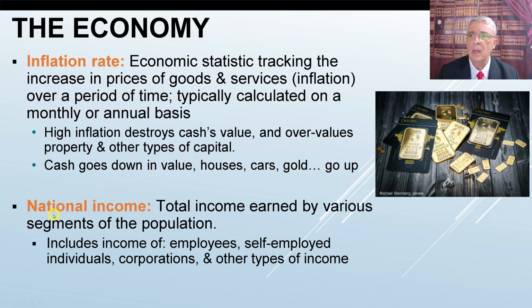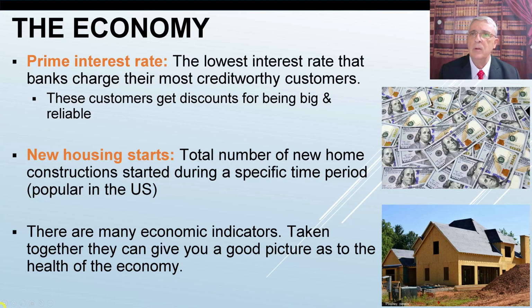go up. And national income, the definition is total income earned by various segments of the population. It includes employees, self-employed individuals, corporations, and other types of income. So it's just basic income overall. Prime interest rates. This is the lowest interest rate that banks charge to their most credit-worthy customers. So this is their biggest customers, most reliable customers. They get these rates. As a consumer, you'll never see one. But yeah, it'll be very low compared to what we get.